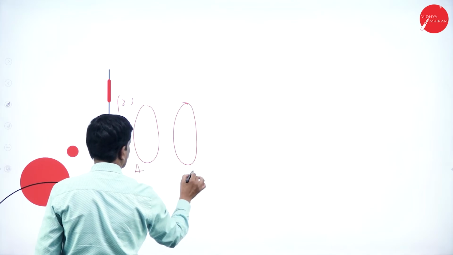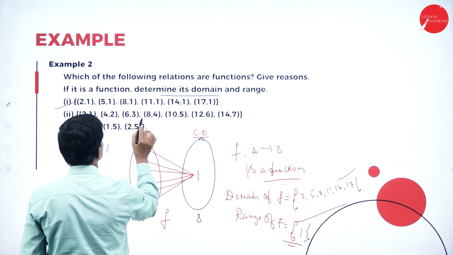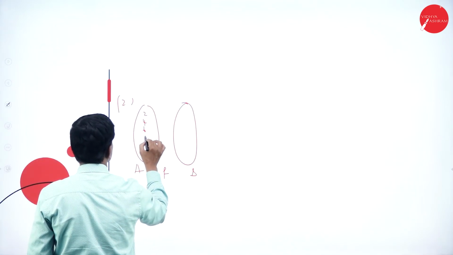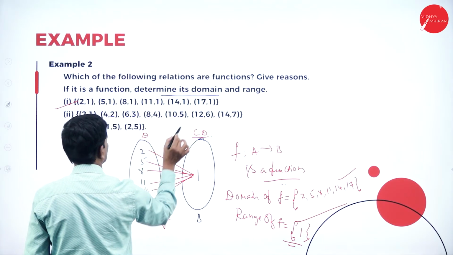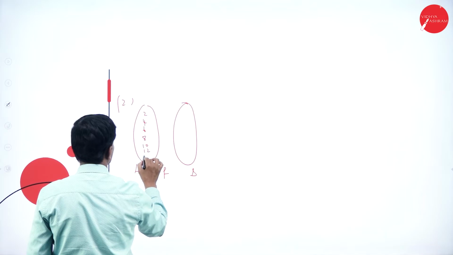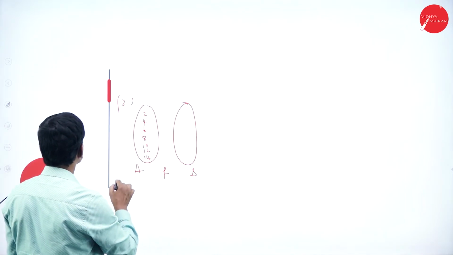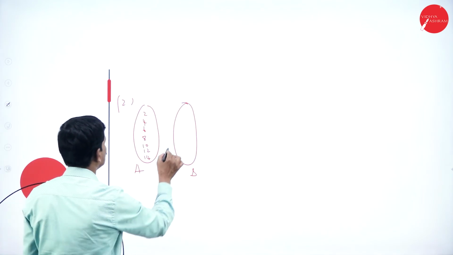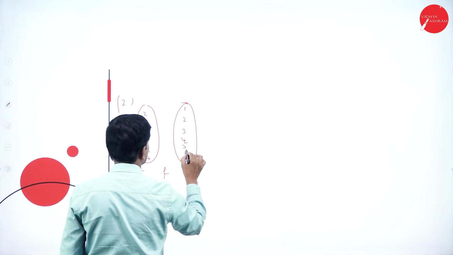This is A and B. Now what are the elements? A contains 2, 4, 6, 8, 10, 12 and 14, the even numbers. What does B contain? B contains 1, 2, 3, 4, 5, 6 and 7.